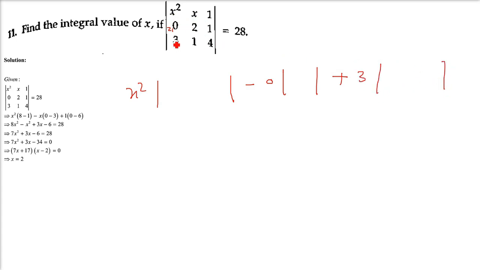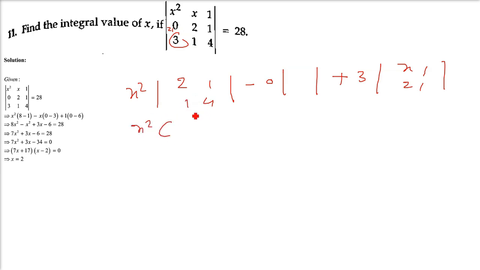Now let us see the minors of all these. So x square, it will be 2, 1, 1, 4. And then we have, I'm leaving this 0. 3 will be x, 1, 2, 1. So x, 1, 2, 1. Okay. Now, let us just take it, because I'm leaving the middle part, that is 0, because it is going to be 0. So what do we get?